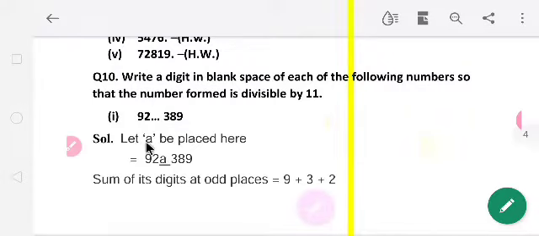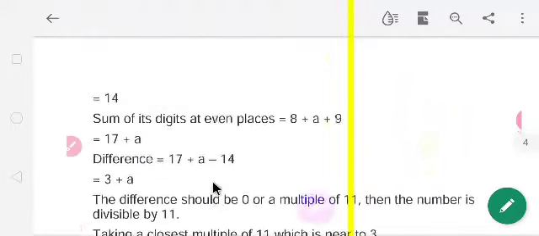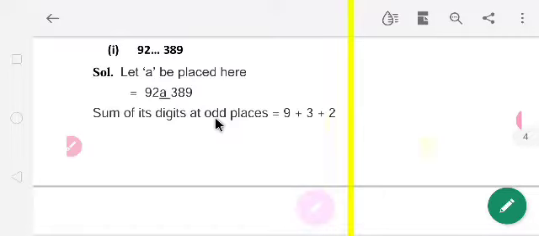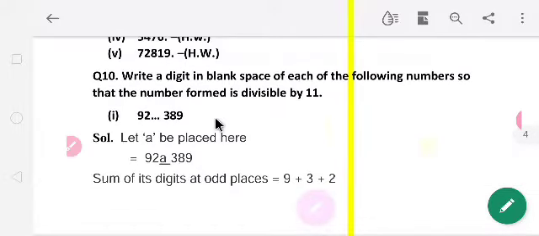92-389. Let us take this vacant place, the blank, as A. So we can write it as 92A389. And we have to find a number so that this number is divisible by 11. We know what the condition for 11 is. If the difference between the sum of digits at odd places and the sum of digits at even places is equal to 0 or 11, the given number is divisible. It is already divisible, we only have to find the number.